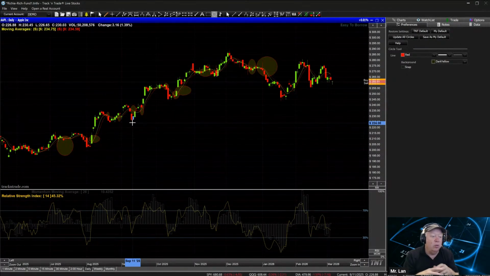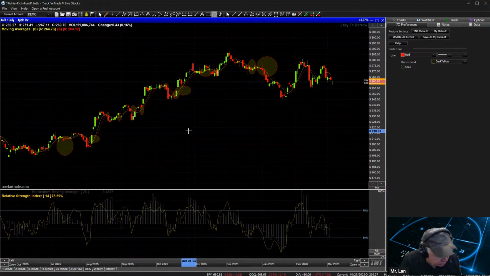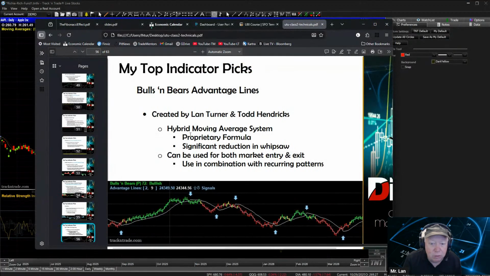The problem is you get what we call whipsaw, or delayed reaction. The market's crossing, and then you get 3 or 4 crosses, and then another delayed action, and another 3 or 4 crosses. So we said there's got to be another way of calculating moving averages, and we created one that has less whipsaw. It's a hybrid moving average system with a proprietary formula and a significant reduction in whipsaw. So you're not getting so many little crossovers, but you're getting your early entries and late and early exits.